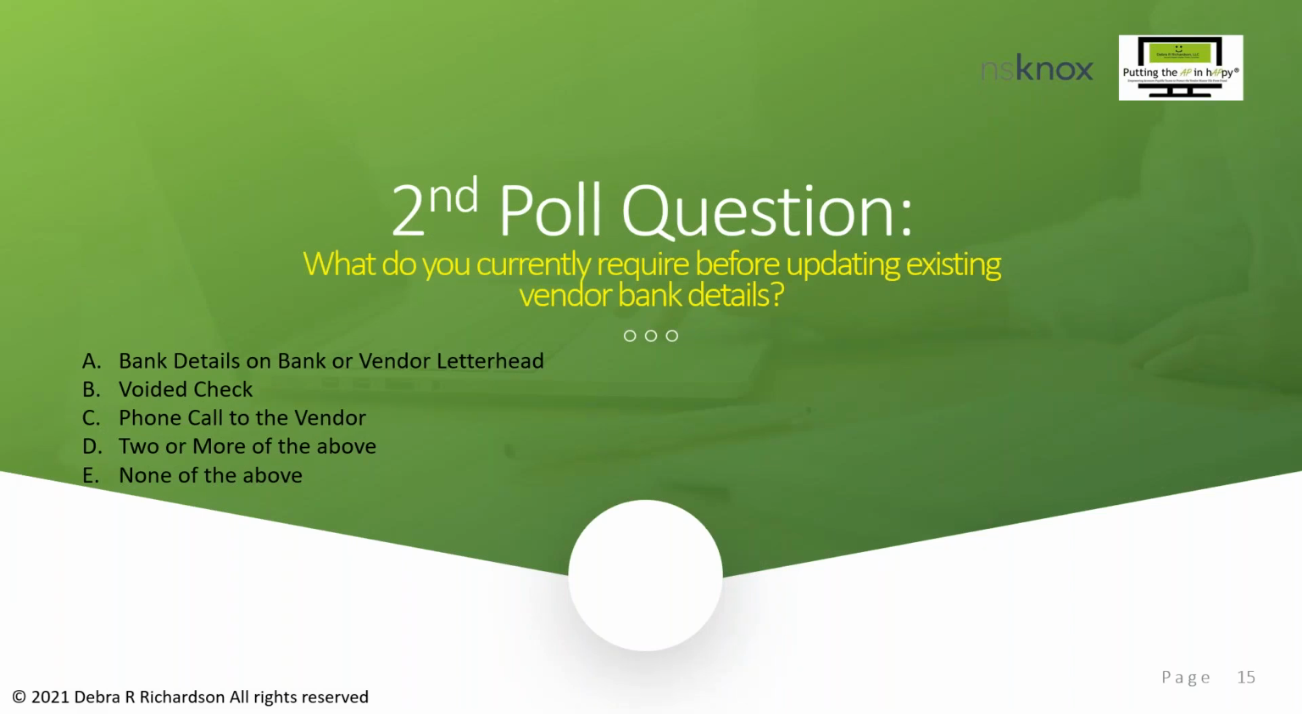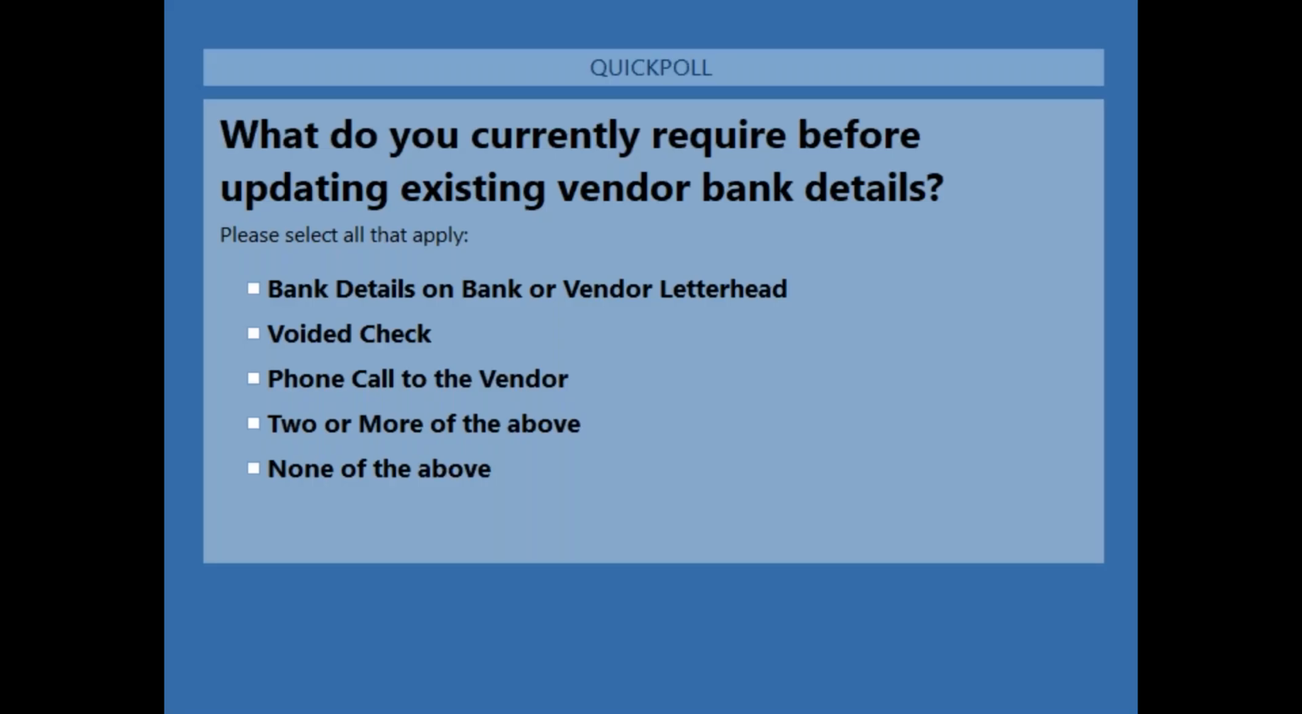And that poll question has to do with banking details. So what do you currently require before updating existing vendor bank details? I think I have this set where you can select more than one, so go ahead and select multiple ones that you require. Bank details on bank or vendor letterhead, voided check, a phone call to the vendor, two or more of the above, or none of the above.